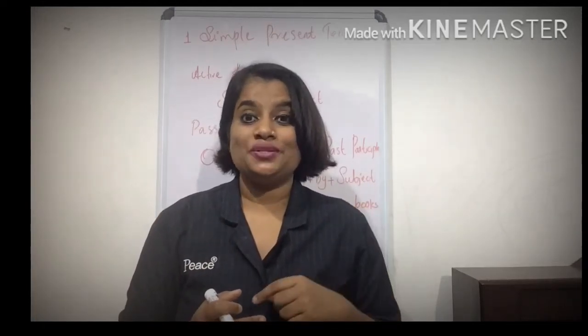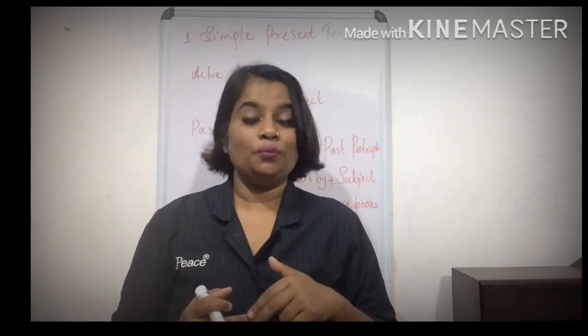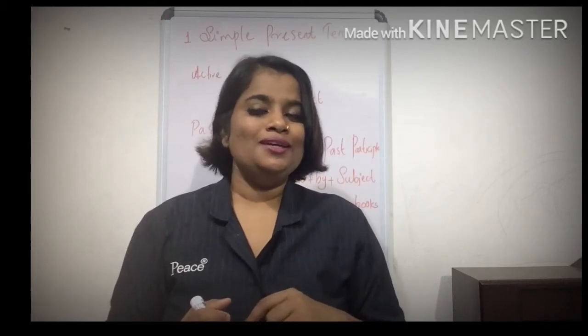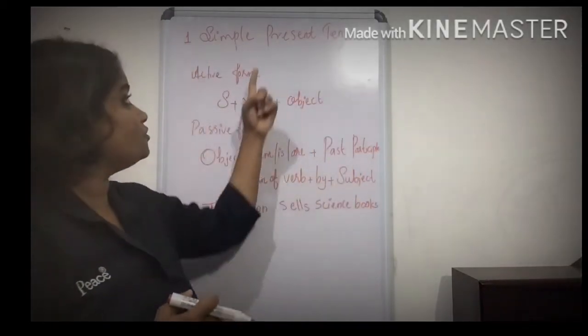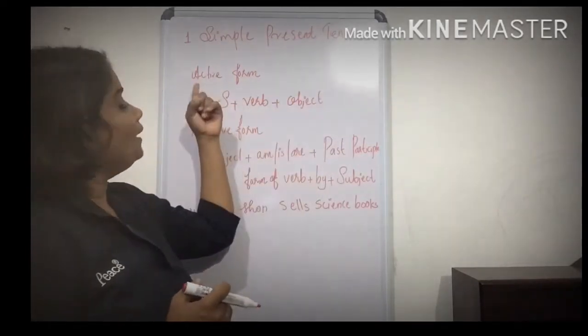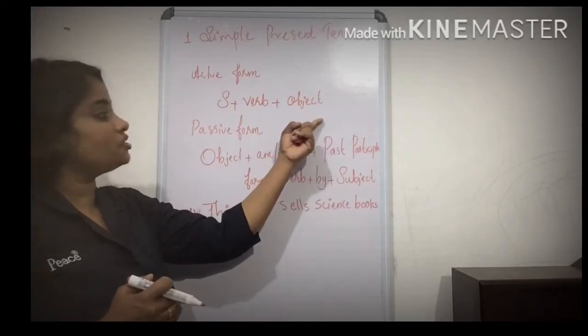Today we are going to discuss the conversion from active to passive. Hope you have learned the tense structures properly. Okay, so let's go to the session. The first one is simple present tense. Active form: subject plus verb plus object.